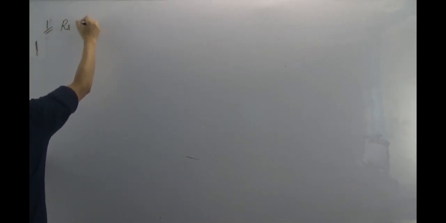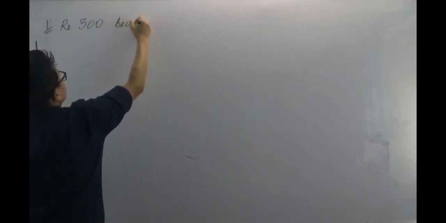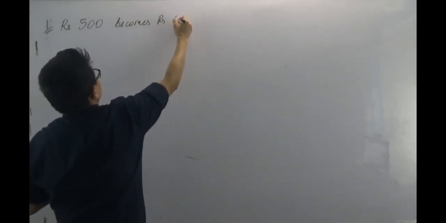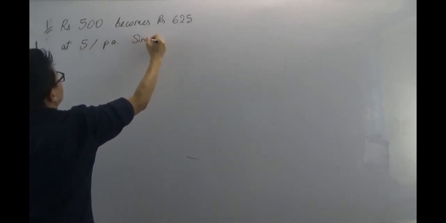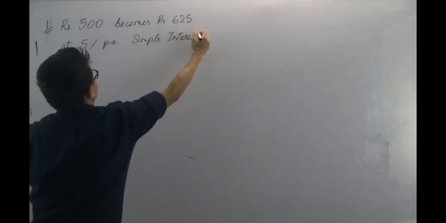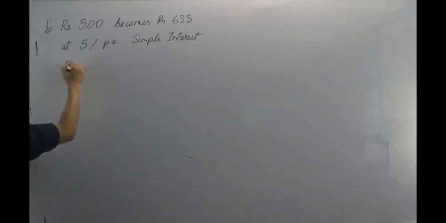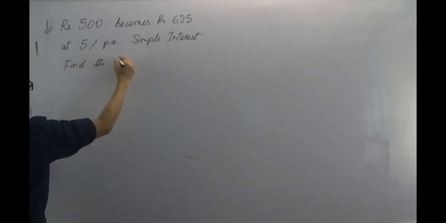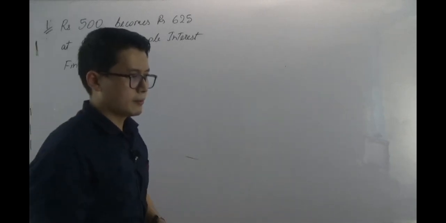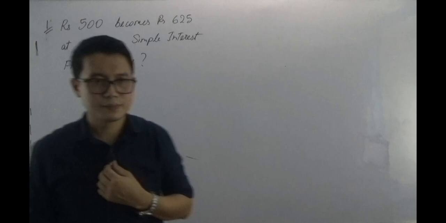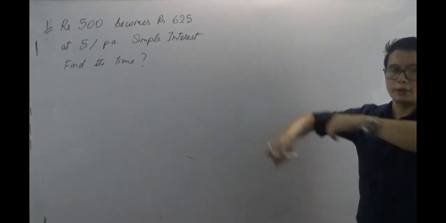A sum of rupees 500 becomes rupees 625 at 5% per annum simple interest. Now find the time. Can you read the question? Yes, sir. Okay, now.